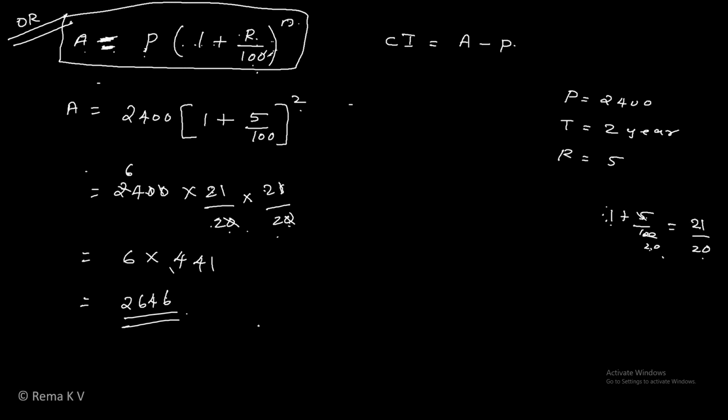And we can calculate the compound interest also. Compound interest is not asked in this question, but if it is asked, compound interest is equal to A minus P. This equals 2646 minus principal, which is 2400. This is equal to 246. Is it clear?